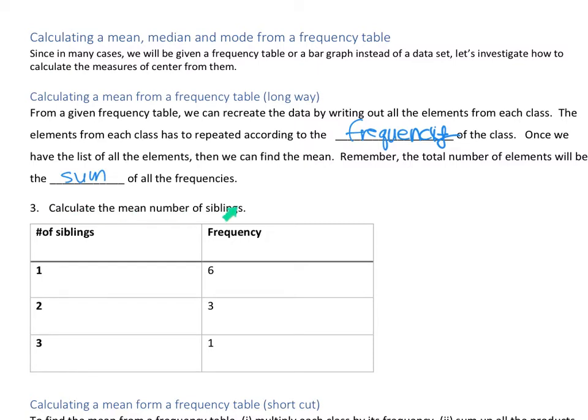All right, let's look at number 3, calculate the mean number of siblings. We have our frequency table: number of siblings, frequency. Somebody has 1 sibling, somebody has 2, somebody has 3 siblings. These are the frequencies. First I noticed there's 6, 3, 1, so there will be a total of 10 people surveyed. Here, I want to make a little side remark. I noticed that 10 people are surveyed.